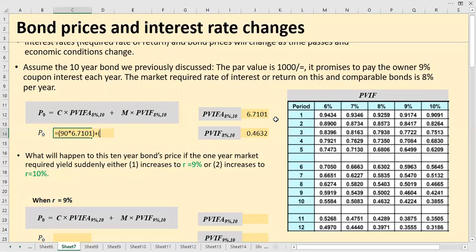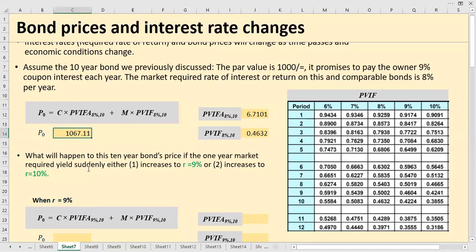And the second part, M is equal to 1,000 rupees multiplied by the present value interest factor, that is 0.4632. So you will have the same answer we calculated in the last session.